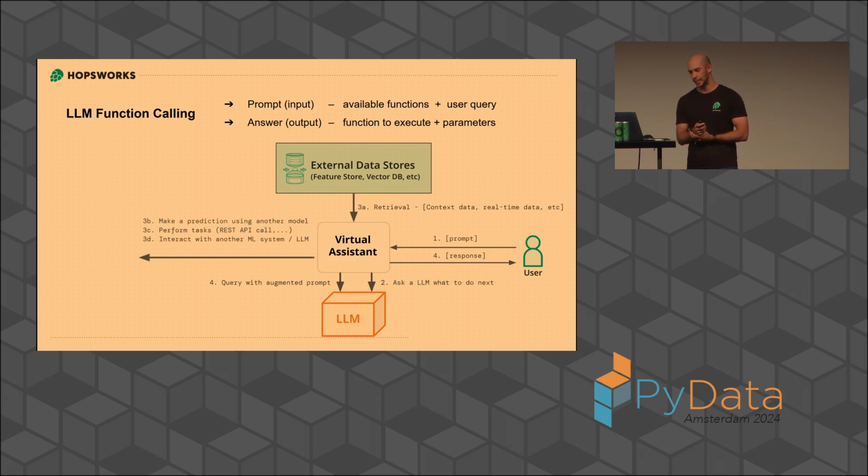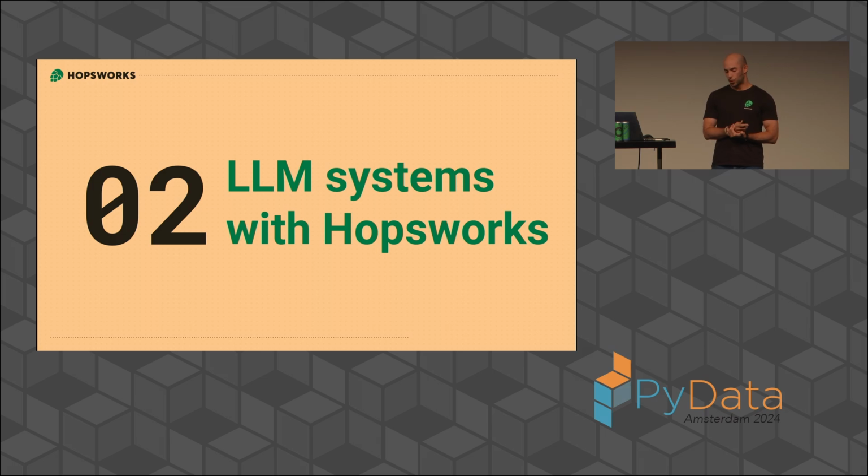So basically, LLM function calling enables a wide set of different approaches to build LLM systems. You can assign or define functions to fetch data from different external sources, or also to make REST API calls to perform some kind of operations, or talk to other LLMs as well. So now that we have defined more or less what function calling is, let's see how we can build LLM systems with function calling with Hopsworks.